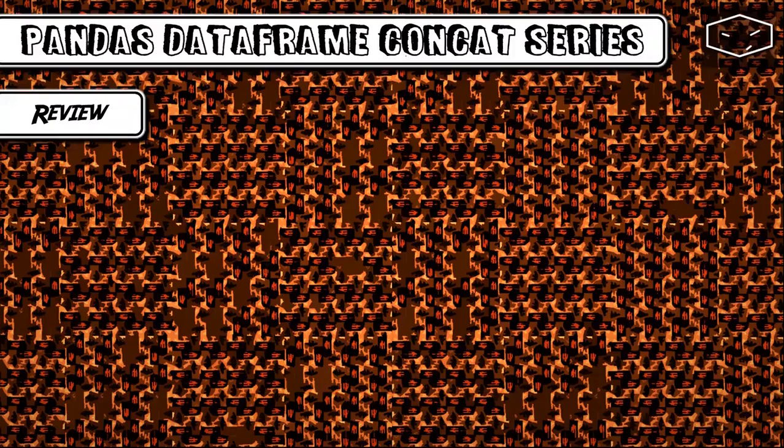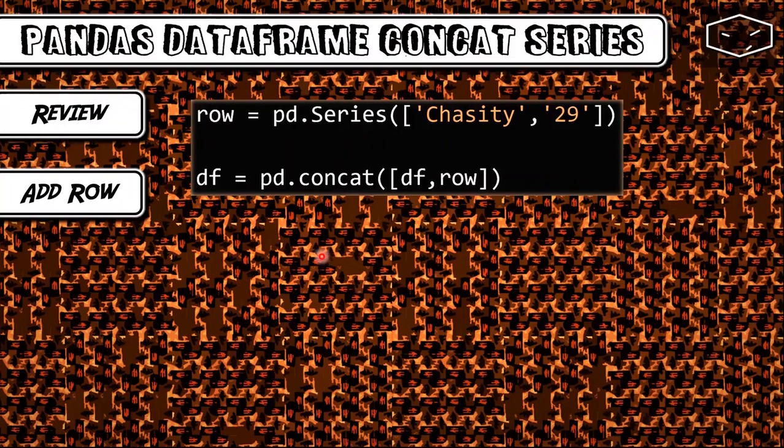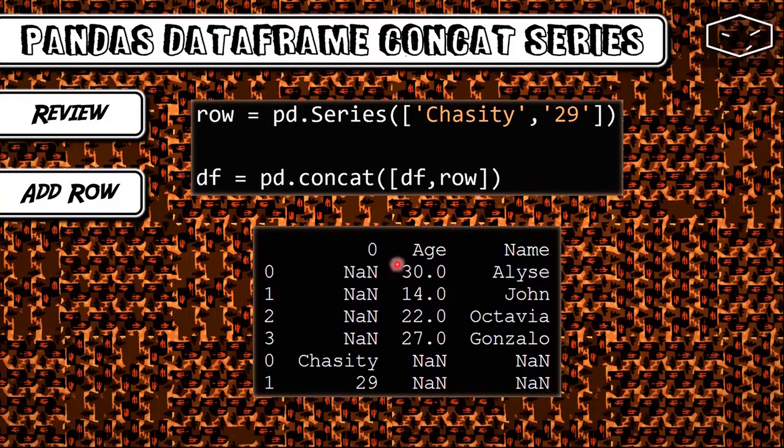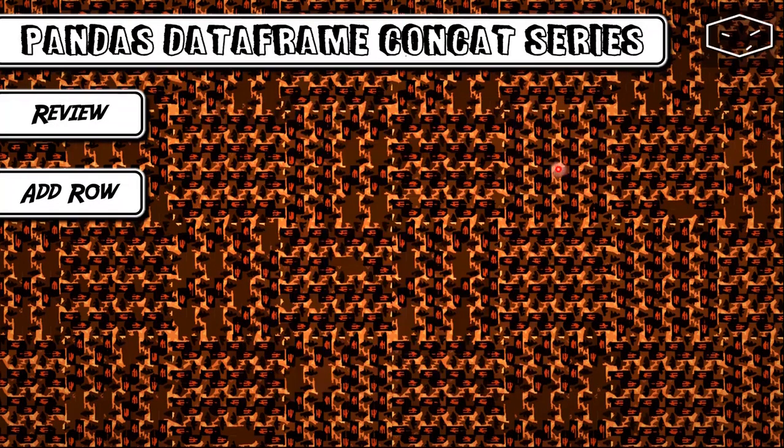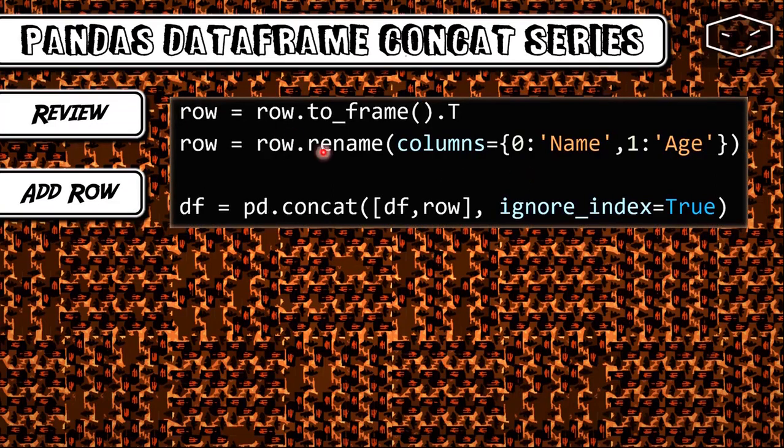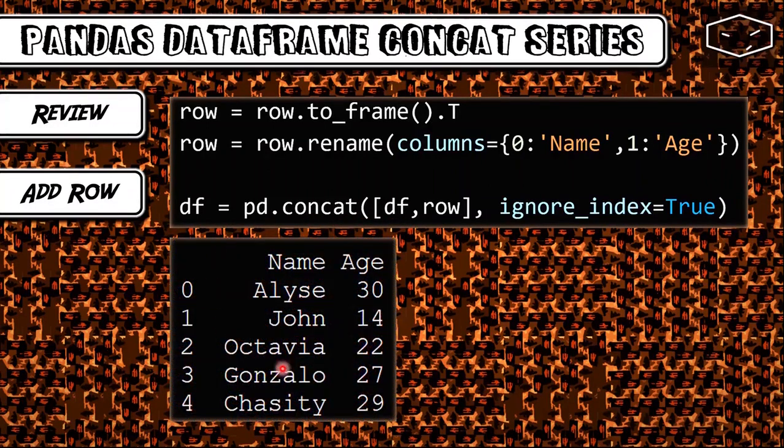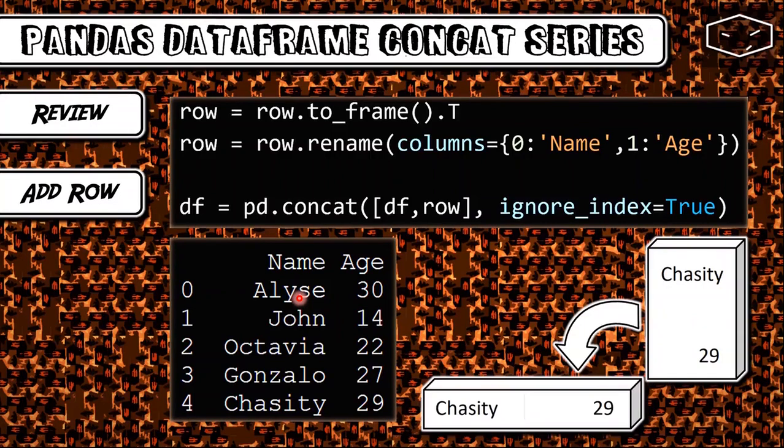Let's review. To add a row, we tried this pd.concat and we passed the data frame and also the row, the series, but this didn't work as we expected. To solve the problem, we converted the series into a data frame and then we transposed that data frame. Also, we gave the columns names, and then we could use the pd.concat like always. We got this result, and if you don't remember what a transpose is, it is just this.